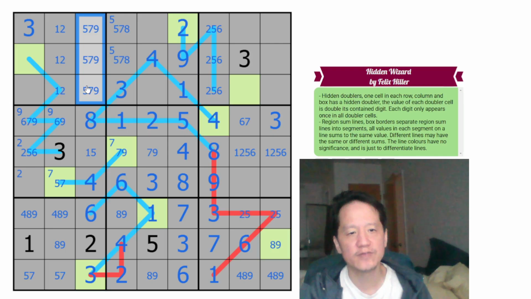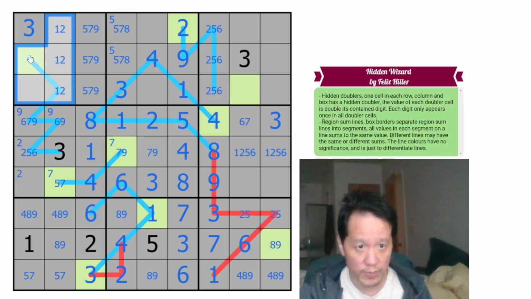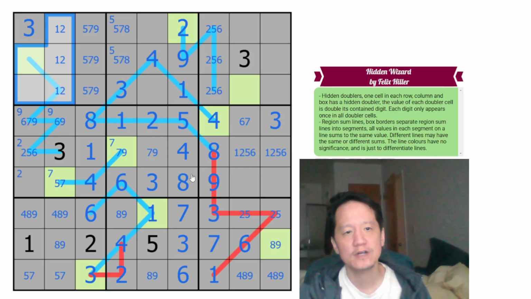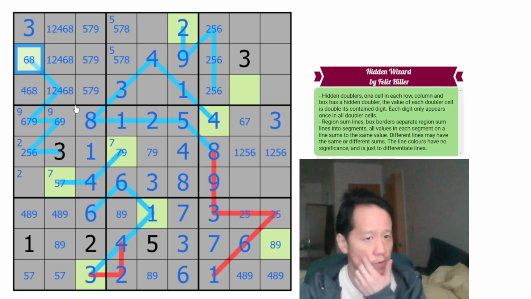Now we have a 5, 7, 9 triplet in this box and in the rest of the column, which means the column cannot contain a 5, 7, or 9, so therefore this is a 1. And the rest of the box cannot contain 5, 7, or 9. So this is 1, 2, 4, 6, or 8. And this can't be 4.